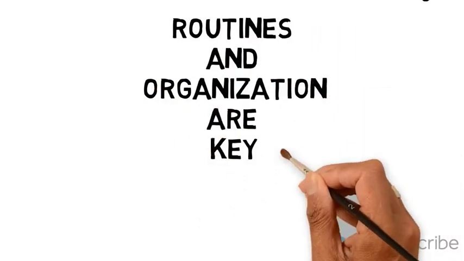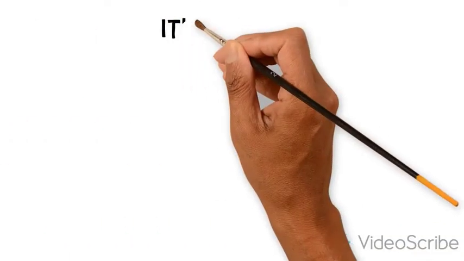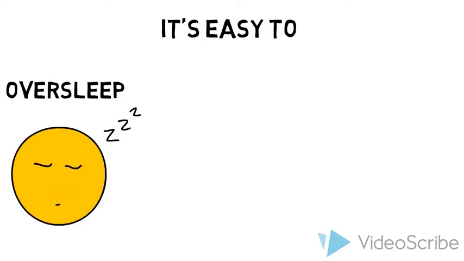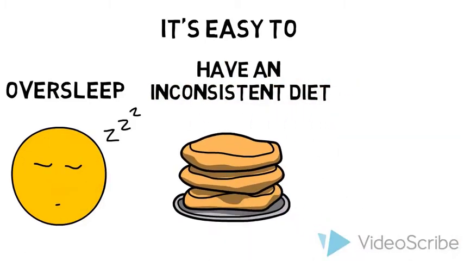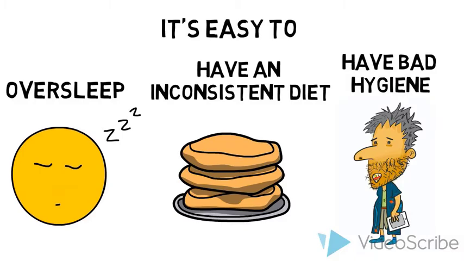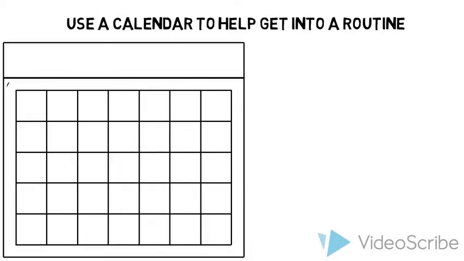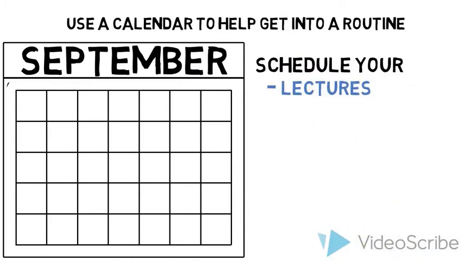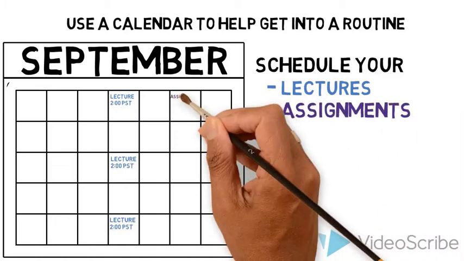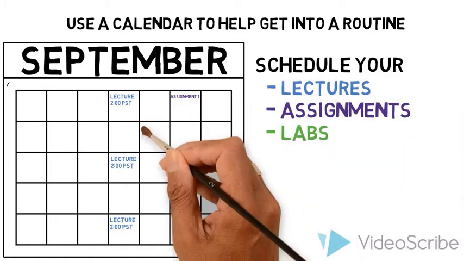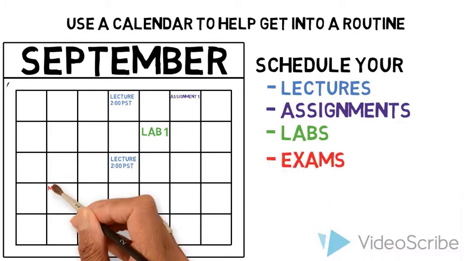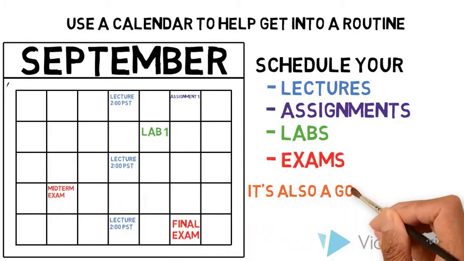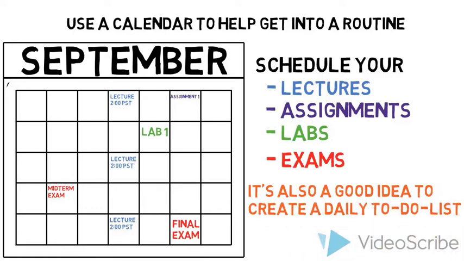Routines and organization are key. It's easy to oversleep, have an inconsistent diet, or have bad hygiene. Use a calendar to help get into a routine. Schedule your lectures, assignments, labs, exams, and any other important tasks or deadlines. It's also a good idea to create a daily to-do list.